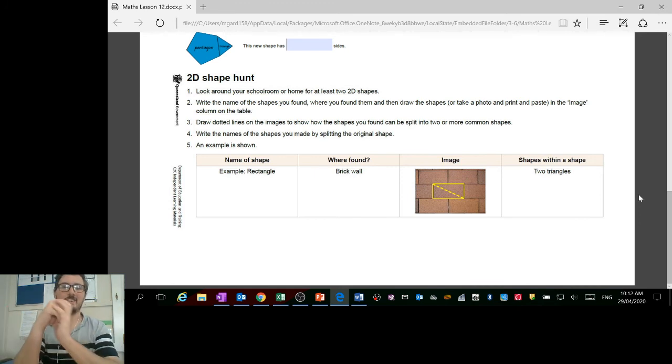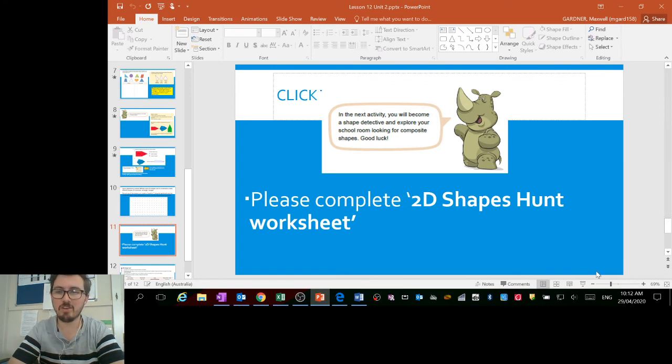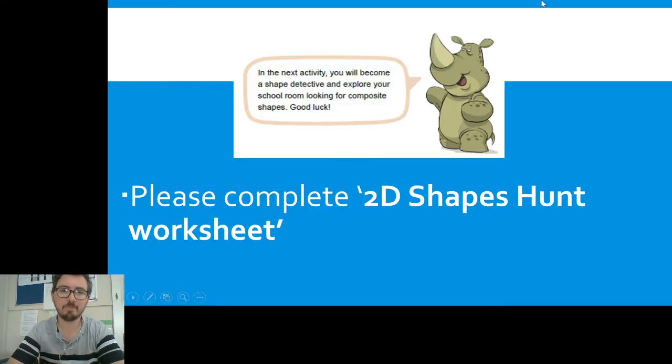Now have fun with it. Go around your house, go around your front yard, look for some shapes, draw those shapes, and fill in the missing columns. Once you've done one, you can rule off and you can do another one. If you want to do more, by all means go for it. So pause the video and you can go and do that.